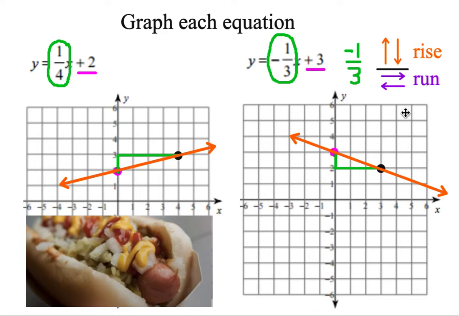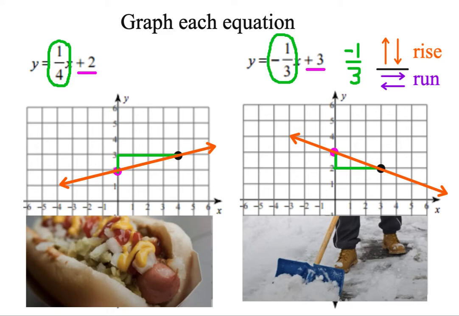I was thinking with this one, usually notice it's decreasing over time. Usually x is time, like seconds or minutes, and it's going down. So I was thinking maybe we're shoveling the driveway and it's modeling that. We remove 1 foot of snow every 3 minutes, something like that.